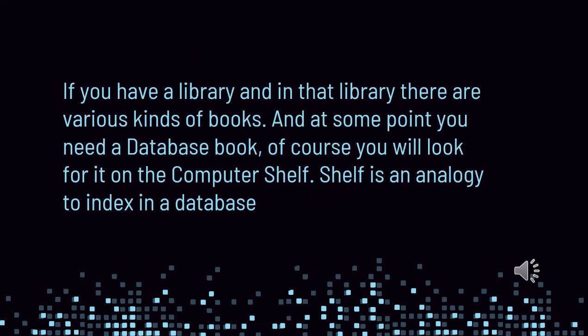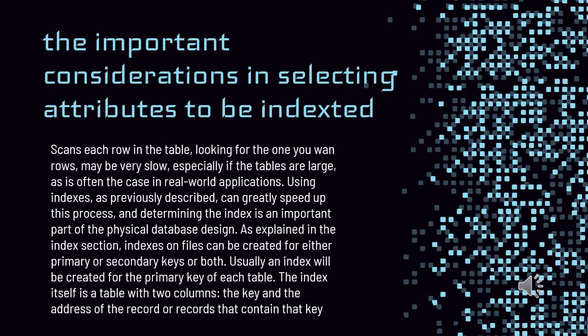In simple terms, if you have a library and in that library there are various kinds of books, and at some point you need a database book, of course you will look for it on the computer shelf. The shelf is an analogy to an index in a database. Okay, next, the important considerations in selecting attributes to be indexed.